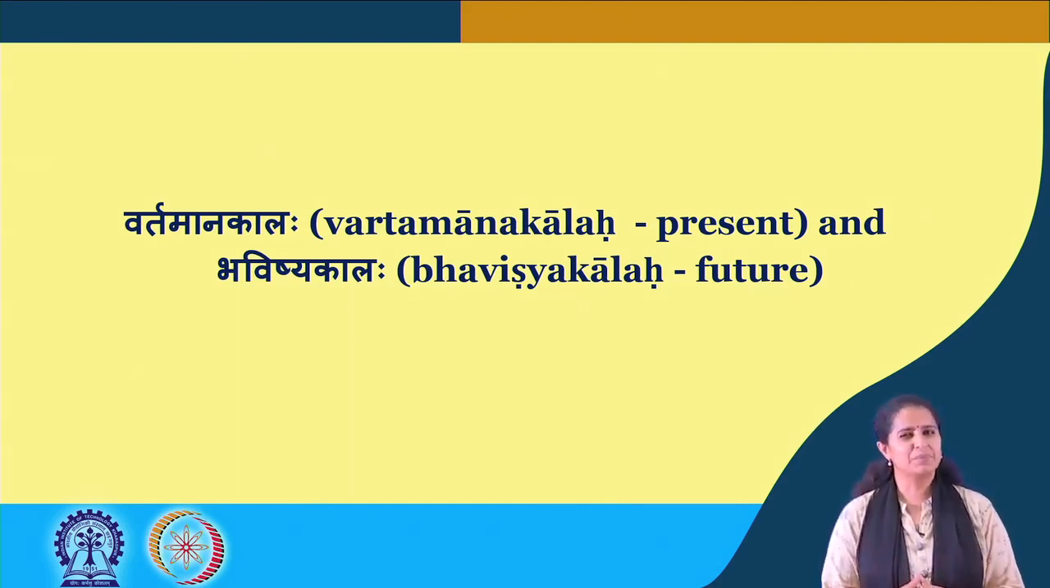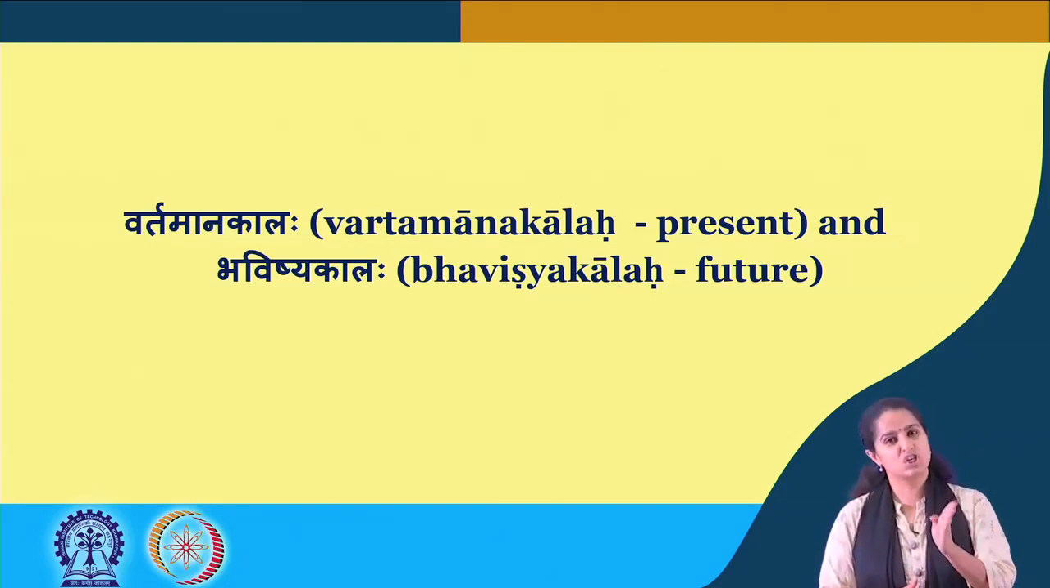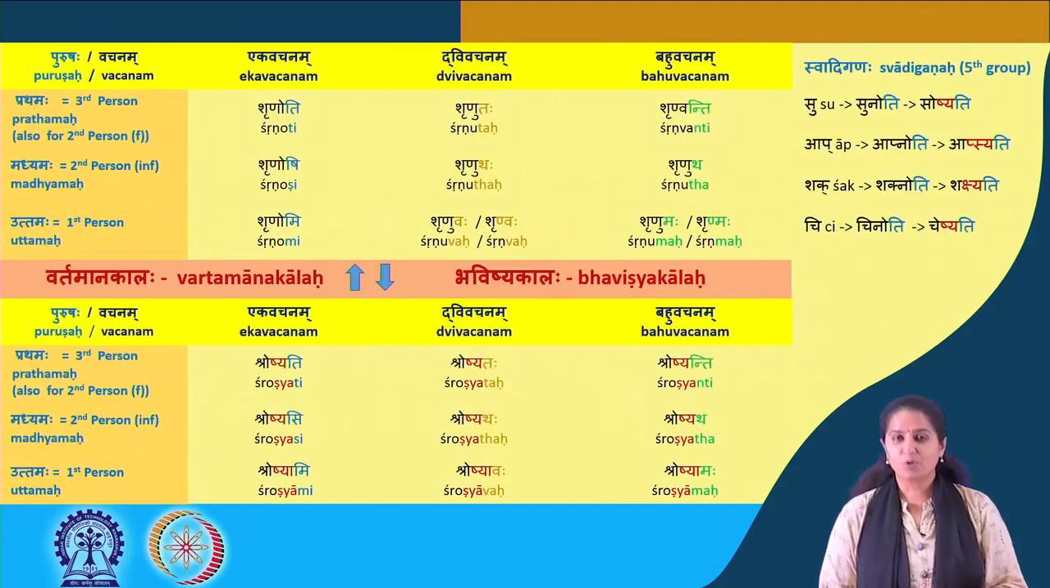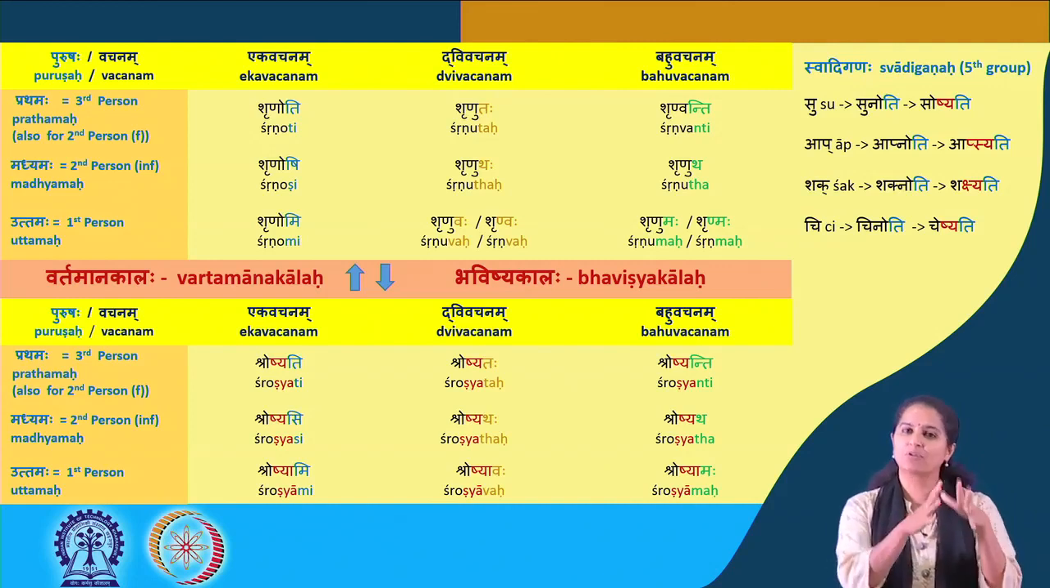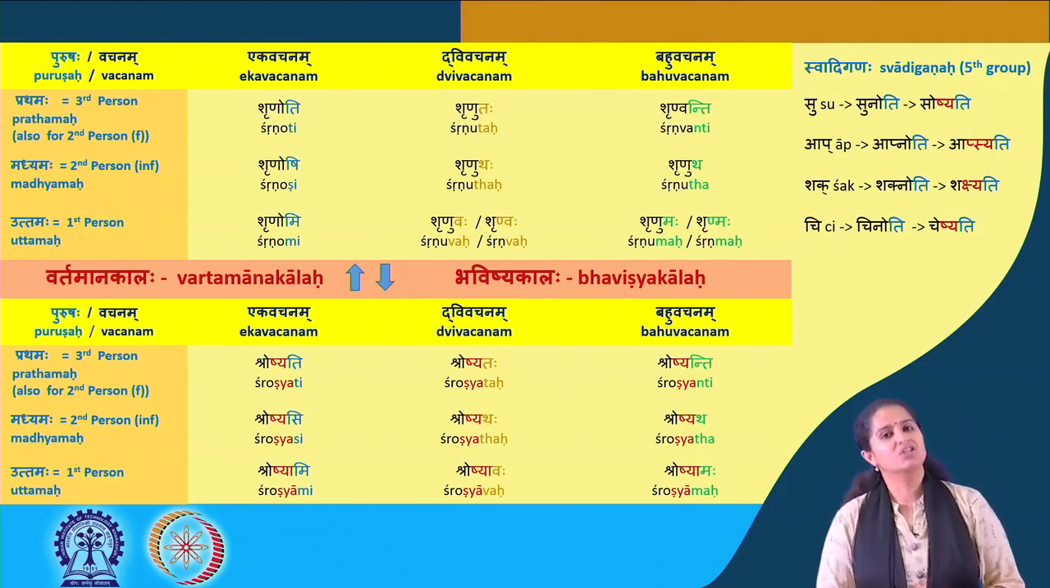So Shrunoti, do you remember the forms? Let's see if you can recollect. Sa Shrunoti, Tau Shrunutaha, Te Shrunvanti, Tvam Shrunoshi, Yuvam Shrunuthaha, Yuyam Shrunutha, Aham Shrunomi, Avam Shrunuvaha or Avam Shrunvaha, Vayam Shrunmaha or Shrunumaha. Uttamam. So moving on to the table itself, you have Shrunoti, Shrunutaha, Shrunvanti, Shrunoshi, Shrunuthaha, Shrunutha, Shrunomi, Shrunuvaha and Shrunvaha. Both are possible, and Shrunumaha or Shrunmaha.